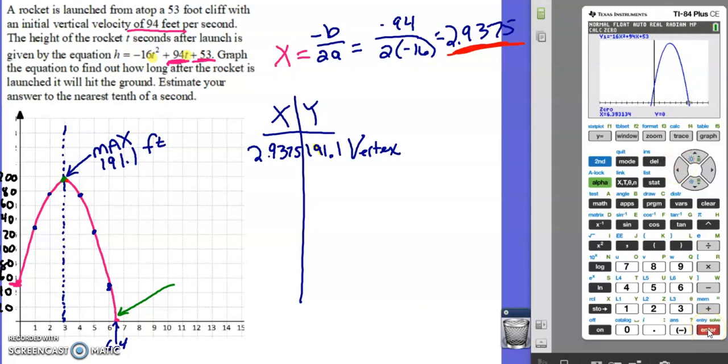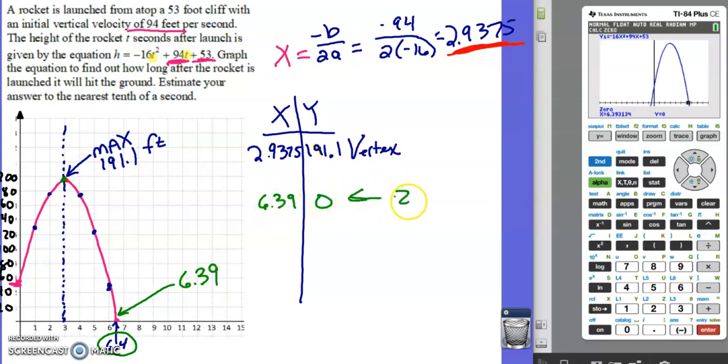And notice, 6.390. It says 0 right here. So 6.39, I was actually pretty close. If I wanted this to the nearest hundredths place, this would be 6.390, and that literally is my 0, or my root, or my x-intercept.